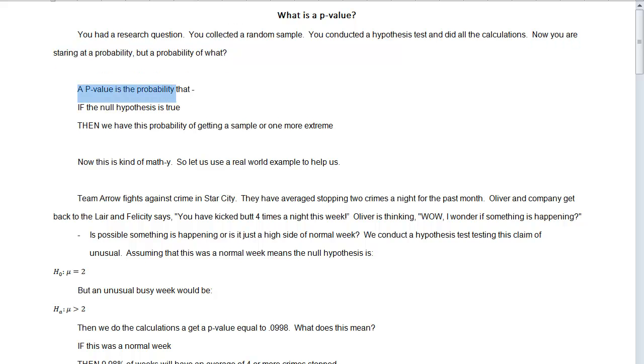Well, a p-value is the probability that if the null hypothesis is true, then we have this probability of getting a sample or one more extreme. Okay, so it could be greater than or less than, depending on what kind of hypothesis test you're doing. Now, this is kind of mathy. So what I want to do is use a real-world example to help us.